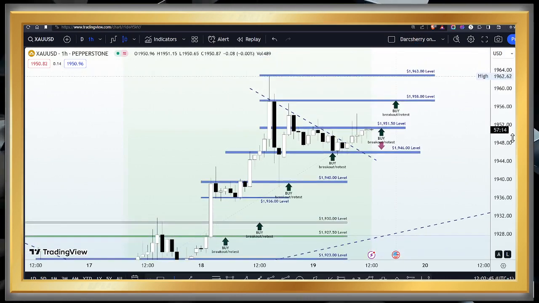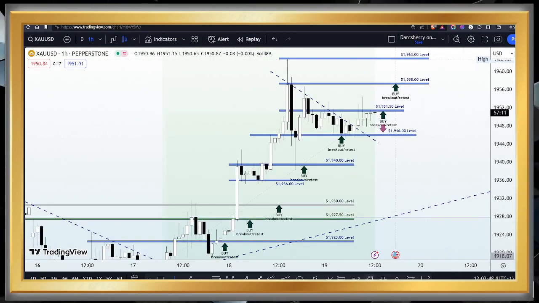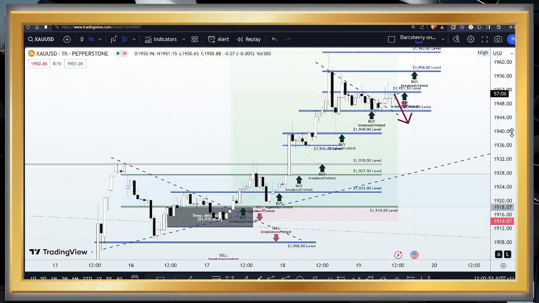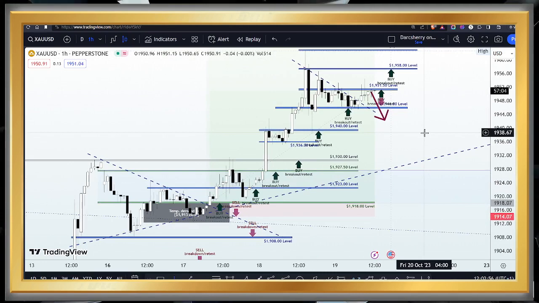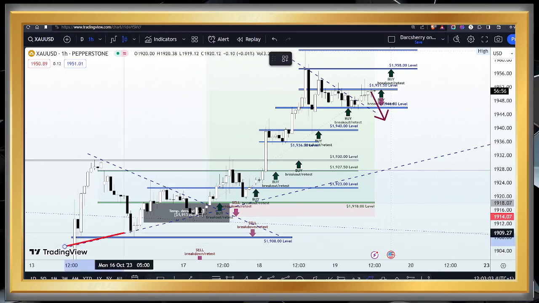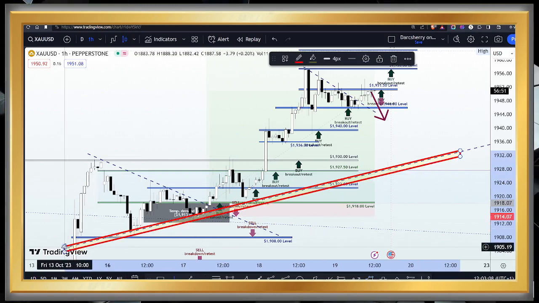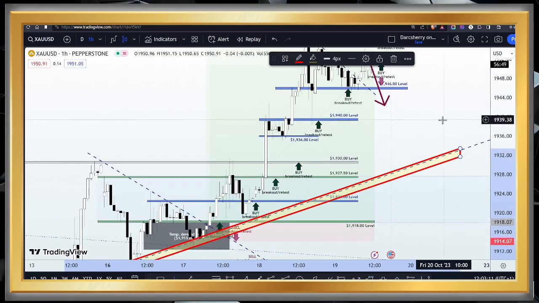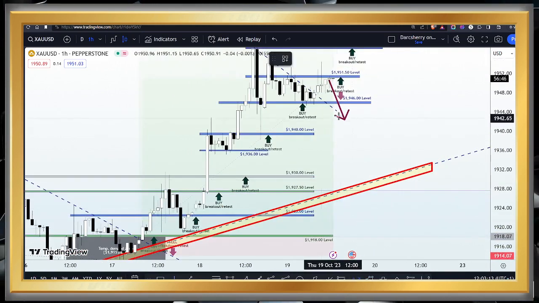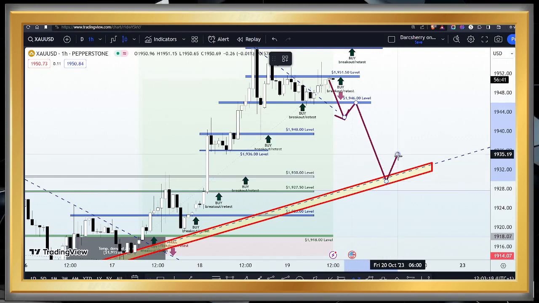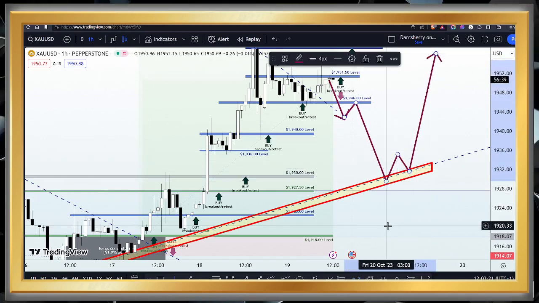However, there is still a possibility that price could break down the 1946. Now, if it breaks down the 1946, it doesn't mean that we are in for a long-term bearish momentum. Remember, we had this major ascending trend line, which of course has been supporting the bullish momentum since the beginning of the week. So if price drops below the 1946, we might likely be seeing a situation where price drops back into this ascending trend line to incite an uptrend continuation.